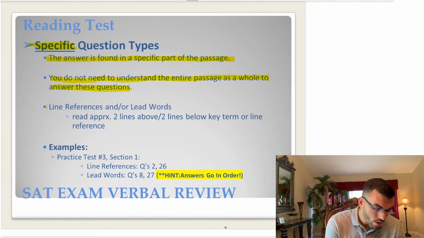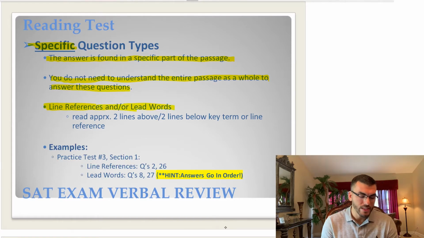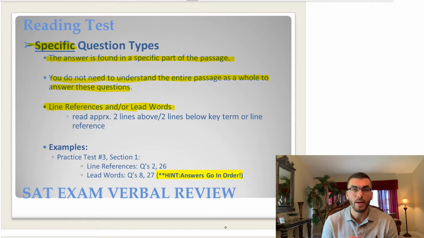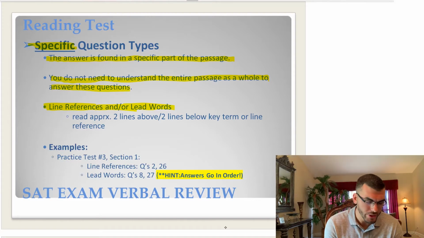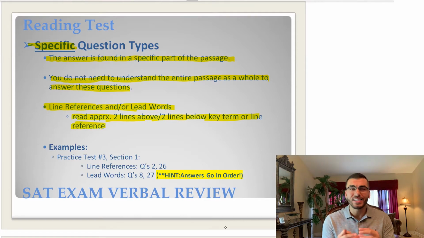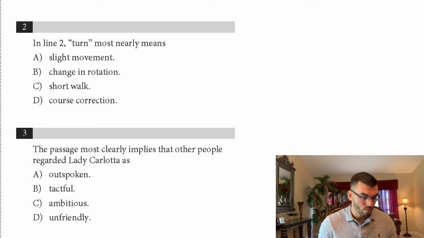Specific questions are commonly identified by having a line reference, or if they don't have a line reference, then you use a keyword, which we'll get to in a minute. It's really important that once you find that specific part of the passage where the answer is, which I'm going to teach you how to do, you always read a few lines above and below the key term or the line reference. You always want to understand the context of that specific part of the passage. So let's look at some examples.